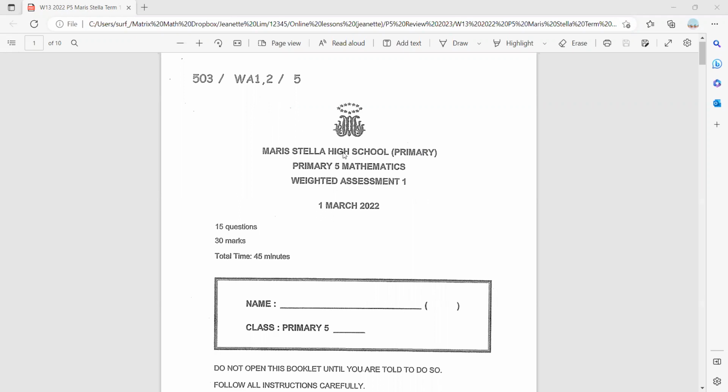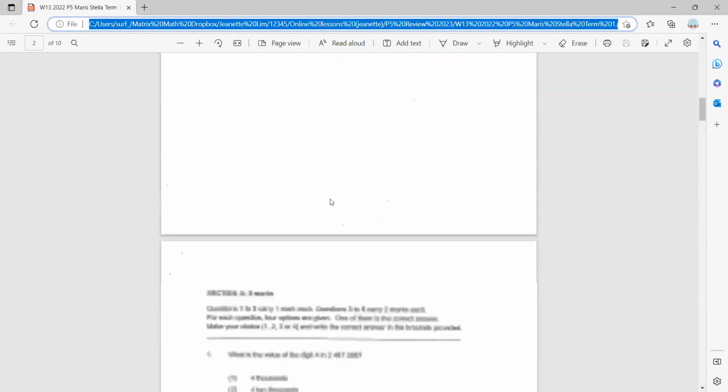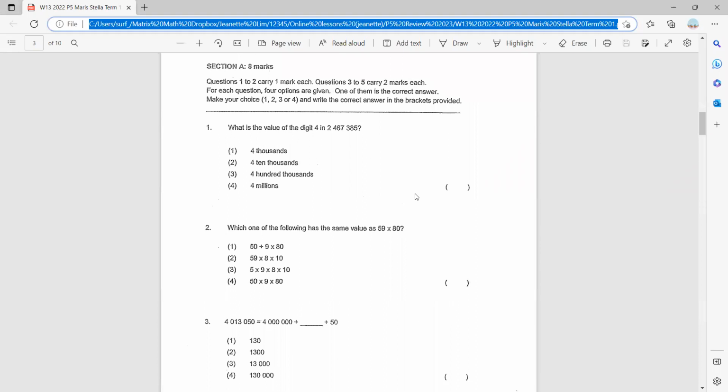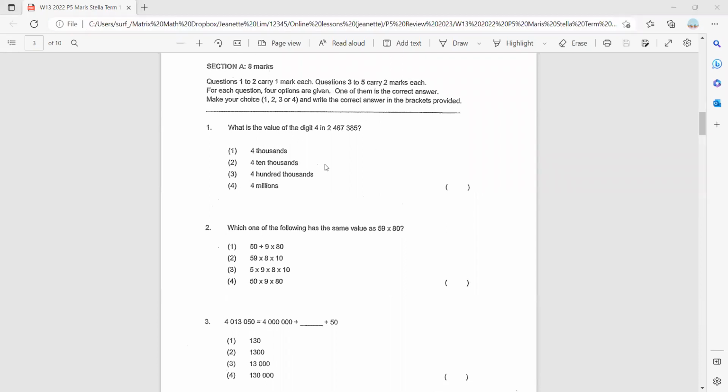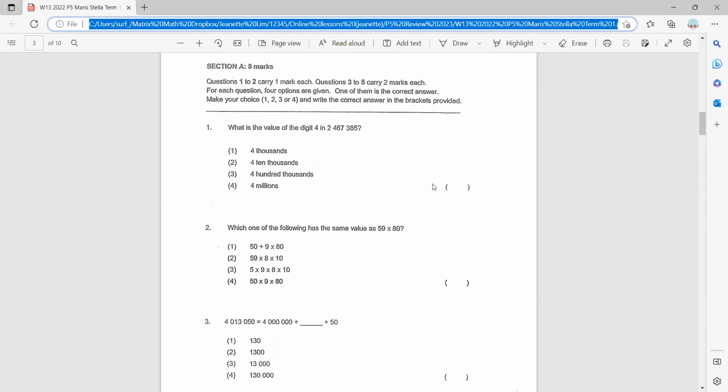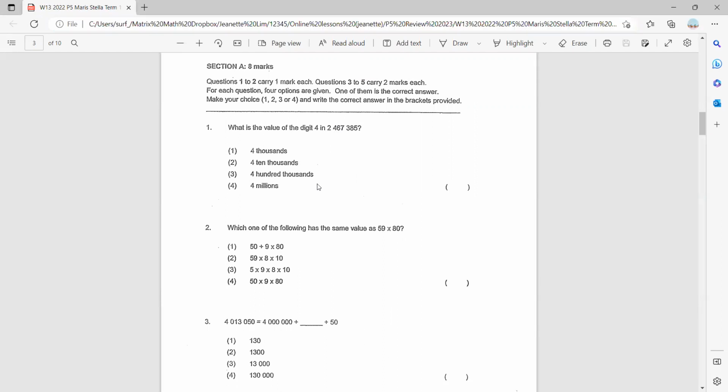Okay, let's look at question 1. I'm going to cover all the questions here. For question 1, what is the value of the digit 4 in 2467385? The 4 is in the hundred thousands place, so this will be 400,000. So the answer here is 3.